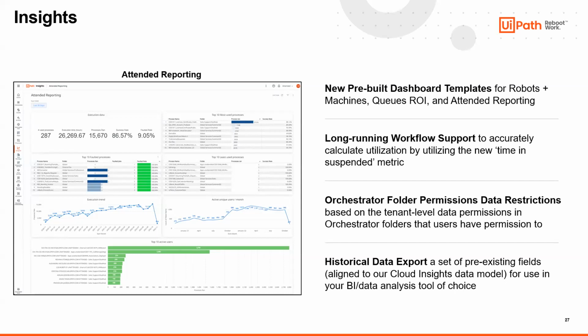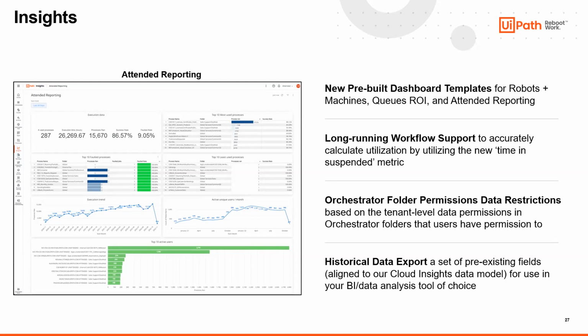There have been improvements in the data model for tracking long-running workflows. Before, there was a bit of a misnomer in how it was tracking utilization and the time component of those long-running workflows, because when there's a task in Action Center, the automation is suspended. So we've added a new field, basically a new metric, time in suspended, so that you can start to calculate more accurately how long it takes the automations to run versus the entire workflow inclusive of that pause state.